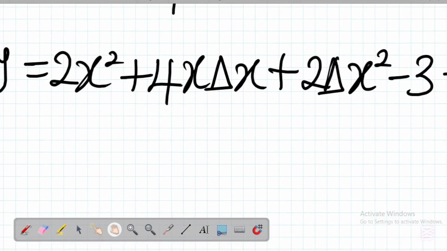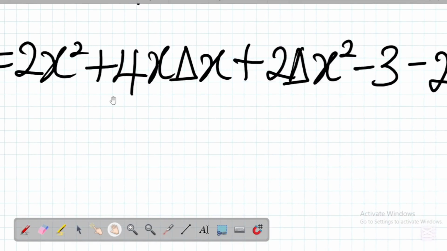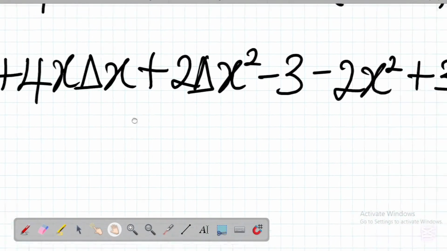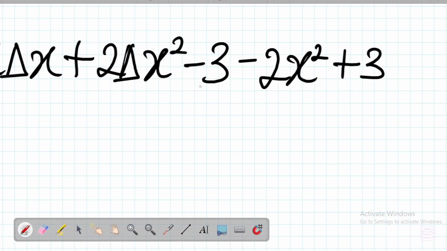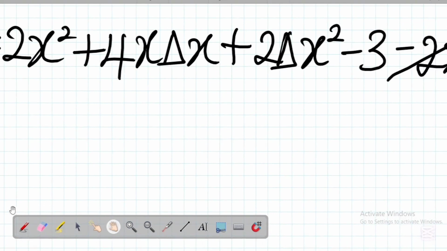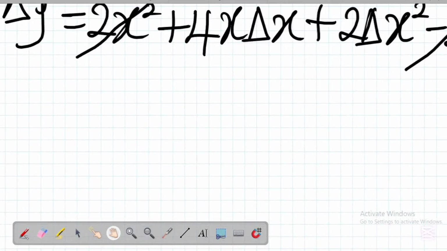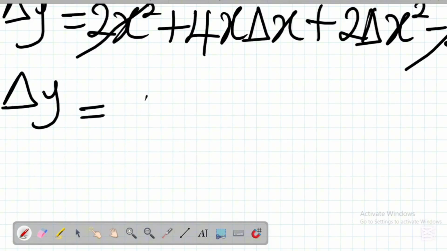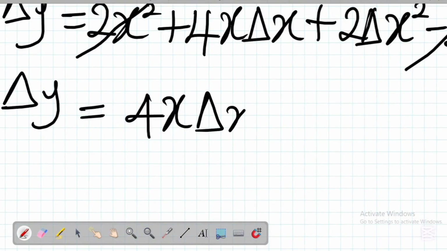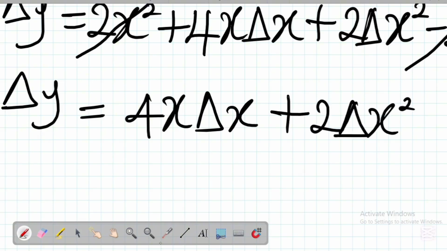So our next task is to cancel out. In this equation, we have positive 2x squared and negative 2x squared, so it cancels out. We also have negative 3 and positive 3, so it cancels out. So moving from here, we have changing y equals 4x changing x plus 2 changing x squared.